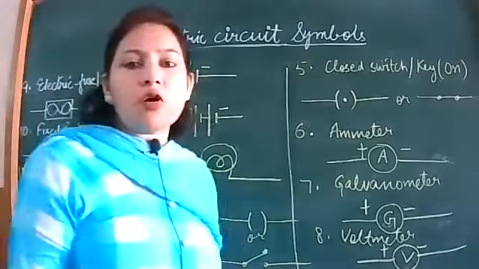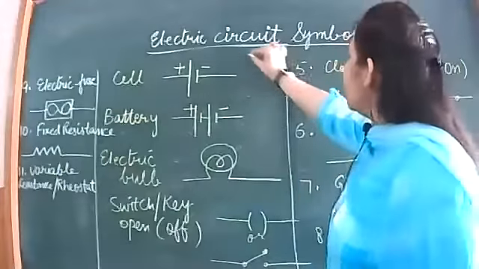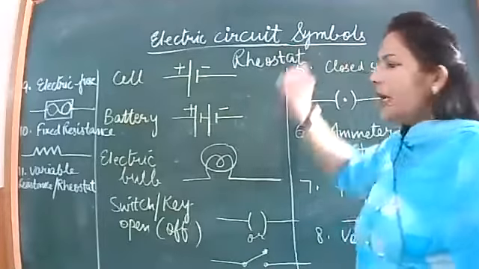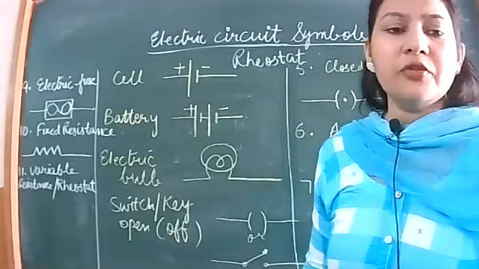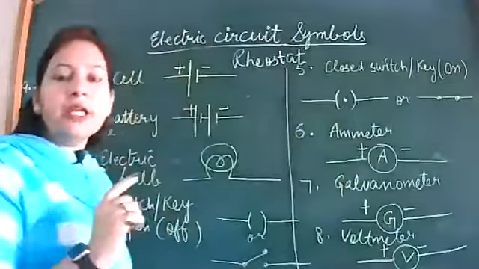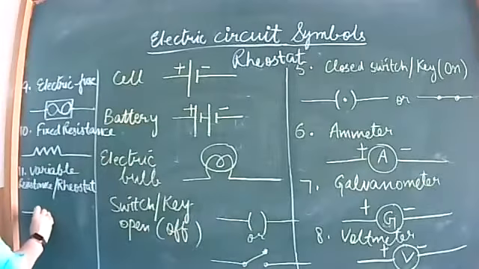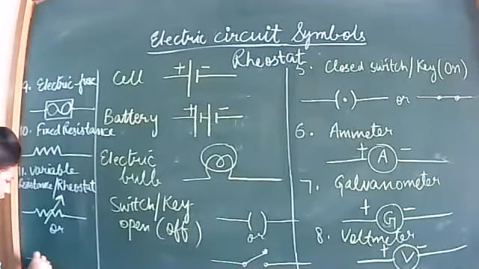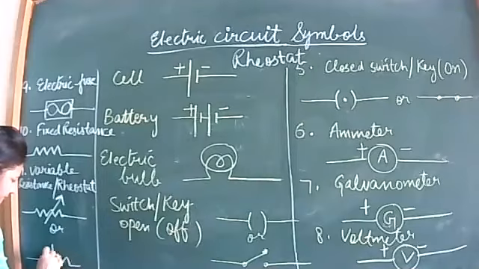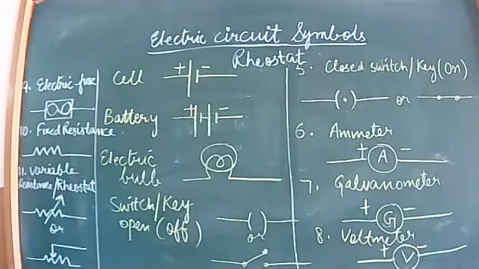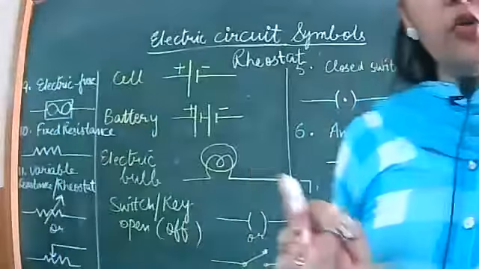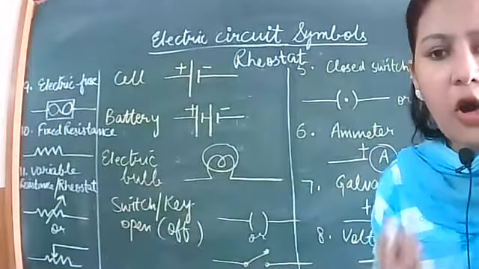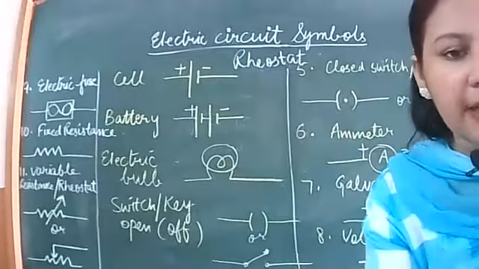Variable resistance is also called rheostat. Another name for variable resistance. And how do we draw its symbol? We draw an arrow, like this or like this. So you can draw the symbol of rheostat in two ways. Either you draw an arrow over the symbol of fixed resistance, or you draw an arrow from the upward direction.